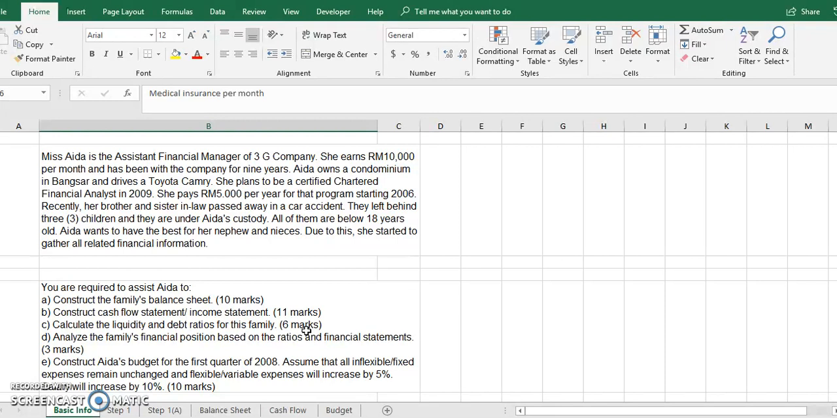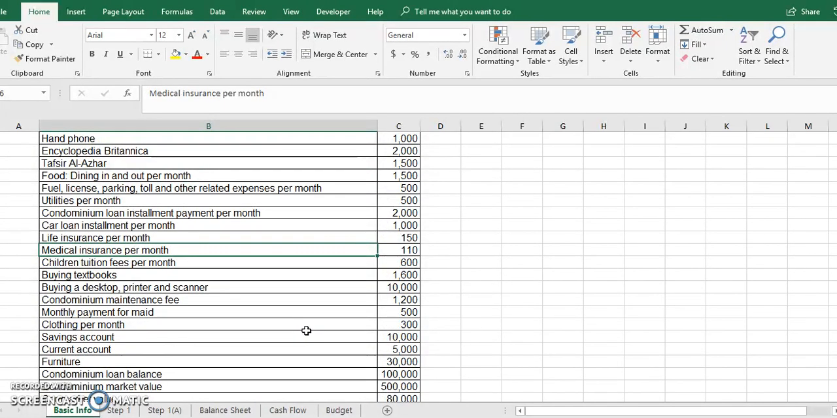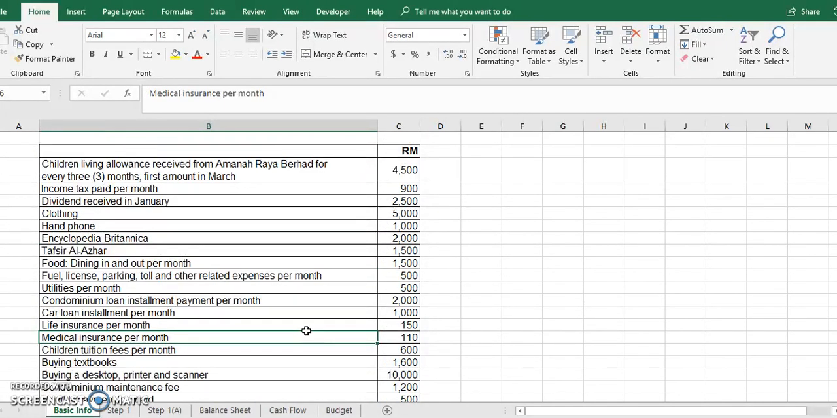Okay, so let's begin with this case. I hope that you have familiarized yourself, to put it into perspective. All these items, you have to record in the statement of net worth, or cash flow. But before we go any further, do understand that we are preparing the balance sheet for a personal.